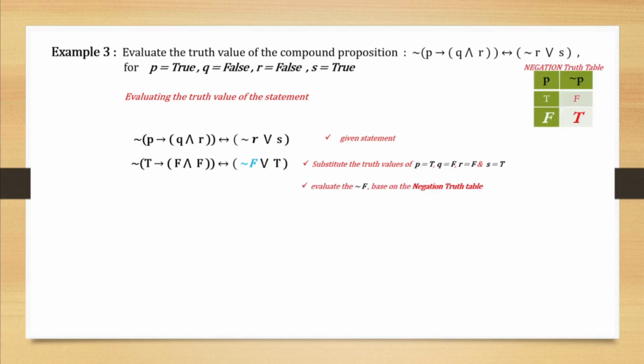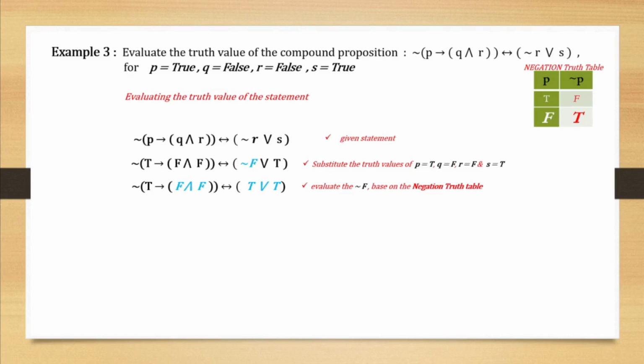As what you can see, there is a proposition that we need to negate inside the parenthesis, and that is now a false. So as we are going to negate now false, it becomes true based on our negation truth value. So as we are going to update our statement, the negation of the quantity true implies the quantity of false and false if and only if the quantity true or true.